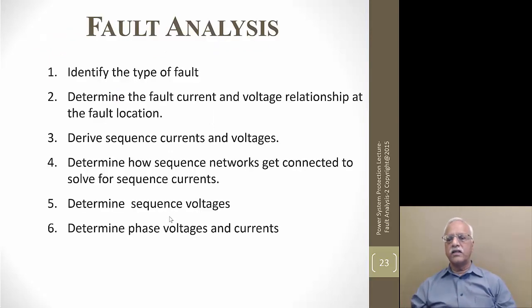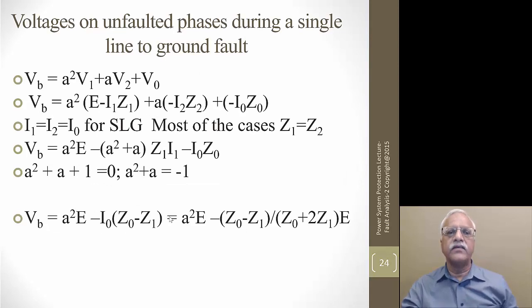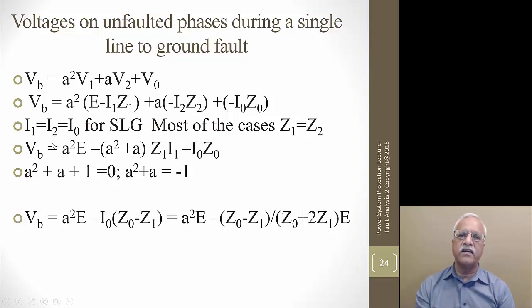So in the fault analysis, we identify the type of the fault, determine the fault current and voltage relationship at the fault location, derive the sequence networks, determine how the sequence networks work, and determine sequence voltages and phase currents. And now, looking at the voltage on the unfaulted phases is very important for us. We'll take 5 more minutes than 30 minutes here to cover this particular aspect.